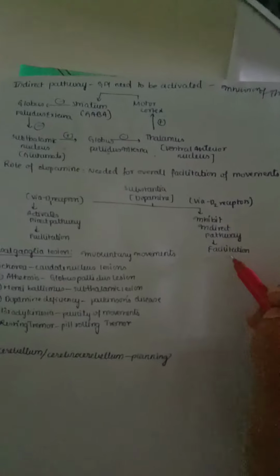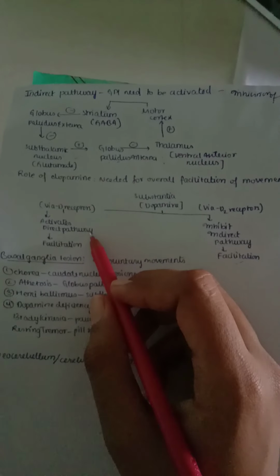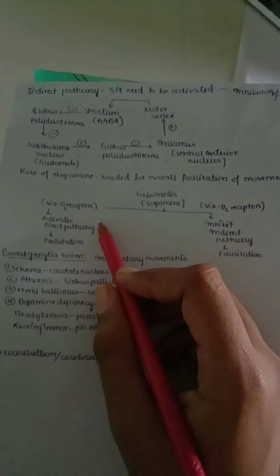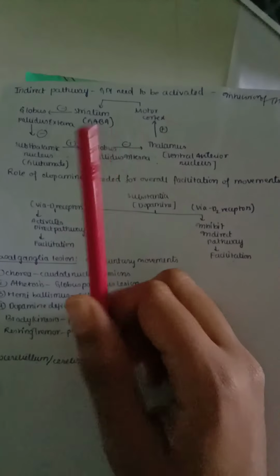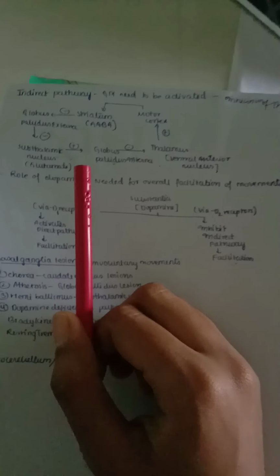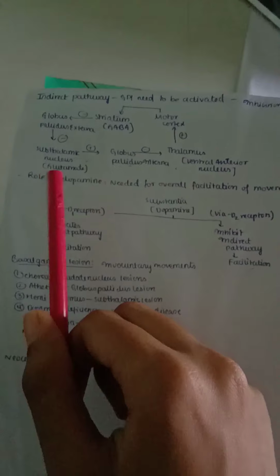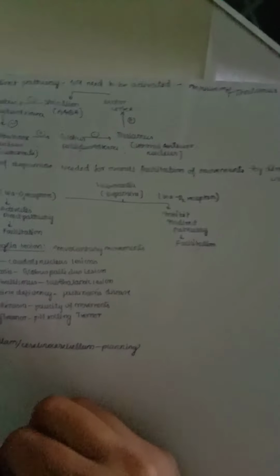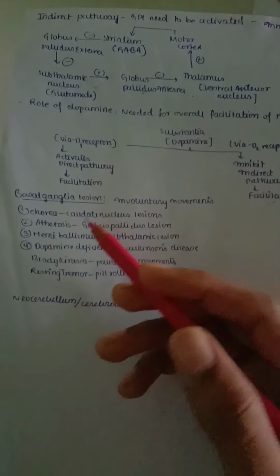Very important point. In the direct pathway, you need to activate the pathway, then it will lead to facilitation. But here you need to inhibit the indirect pathway. Why do we say we need to inhibit the indirect pathway? Because if we inhibit the subthalamic nucleus, then the globus pallidus interna will be inhibited, then the thalamus is inhibited, and only then will there be facilitation of movement. Finally we will see what happens if there are basal ganglia lesions.